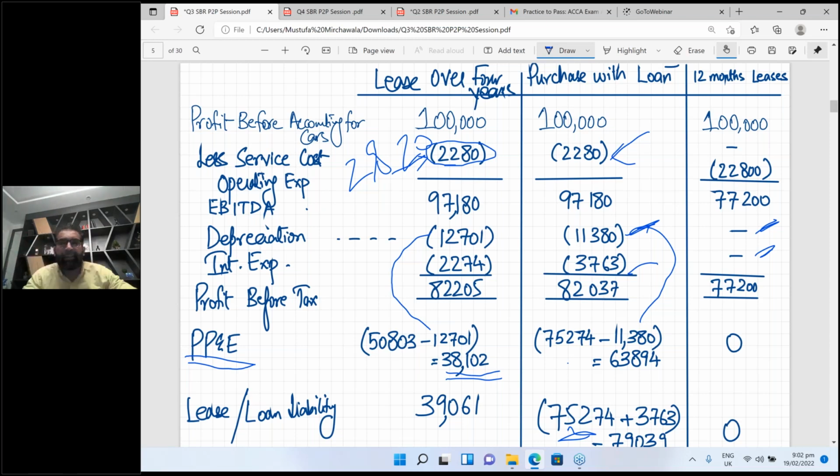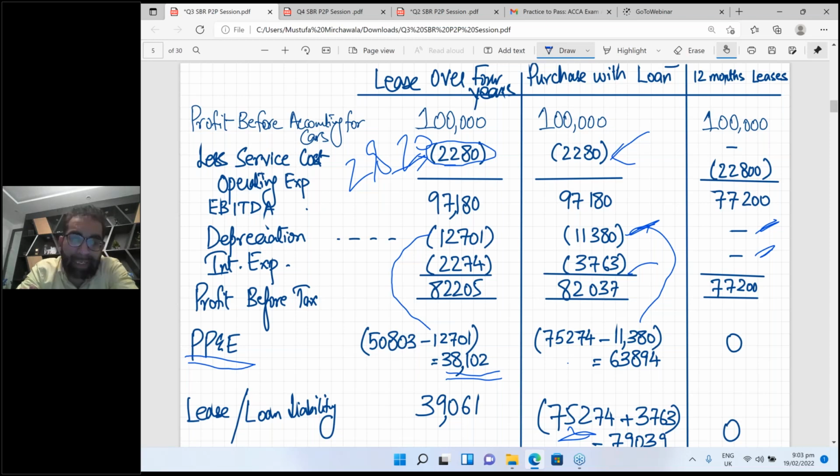Now wait, if we talk about EBITDA, if there is a company whose performance is checked by the user using EBITDA, which option should they choose to increase the EBITDA? Definitely first or second. The first and second options are very, very good for EBITDA. Okay, right?